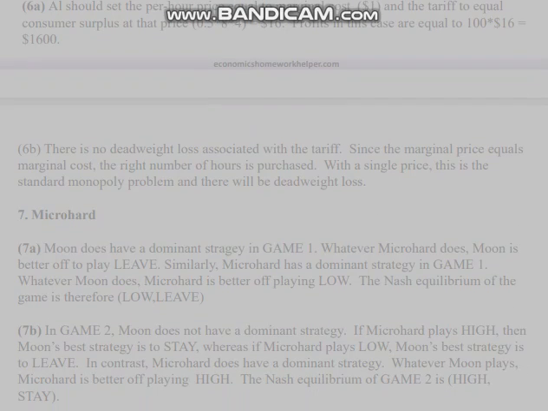6. AL Squash Club. 6a. AL should set the per hour price equal to marginal cost, $1, and the tariff equal to consumer surplus at that price: 0.5 × 8 × 4 equals $16. Profits in this case are equal to $100 × 16 equals $1,600.